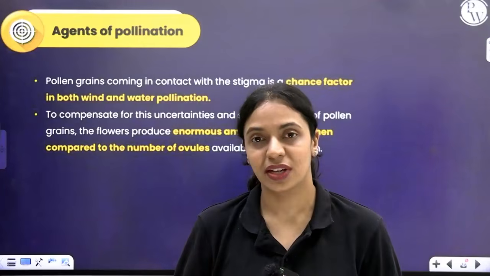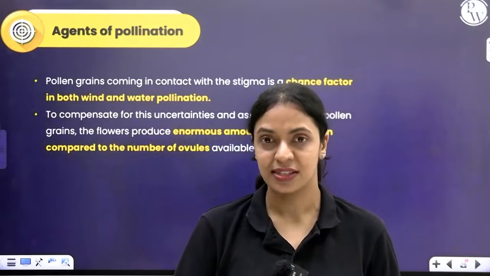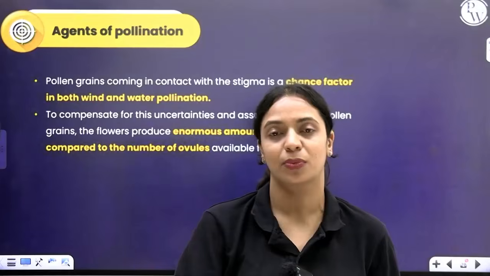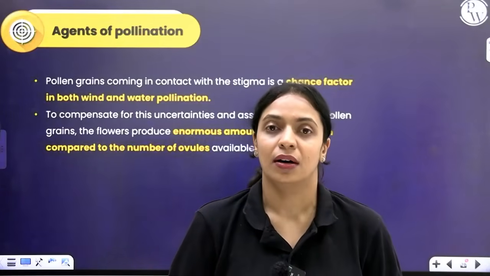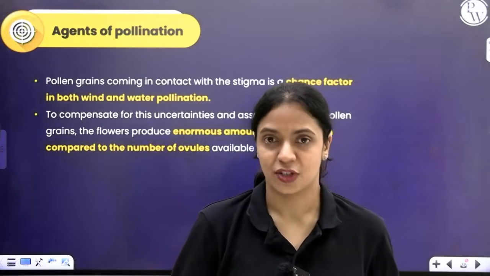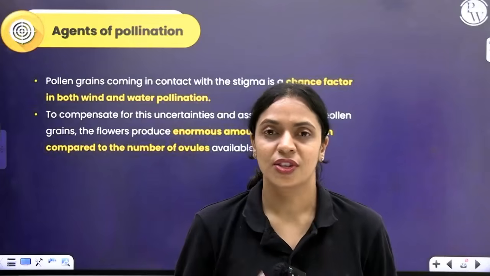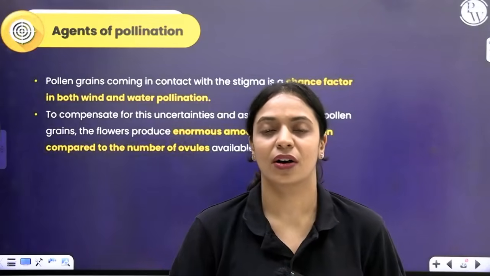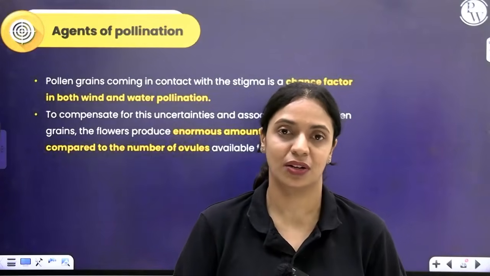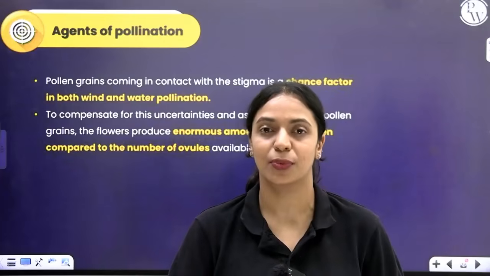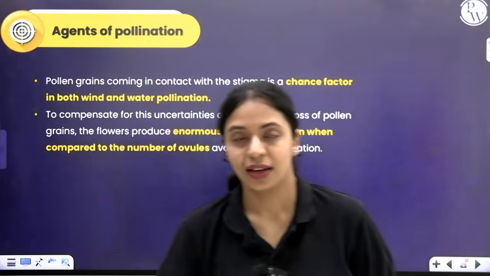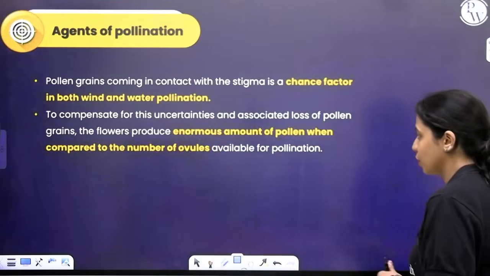Likewise, even for pollen grains, just because a pollen grain is produced and released doesn't mean it will find a compatible stigma and bring about pollination, fertilization and all of that. So to increase the chances of successful pollination and fertilization, the number of pollen grains produced is very, very high. Ultimately, it is a chance factor only.